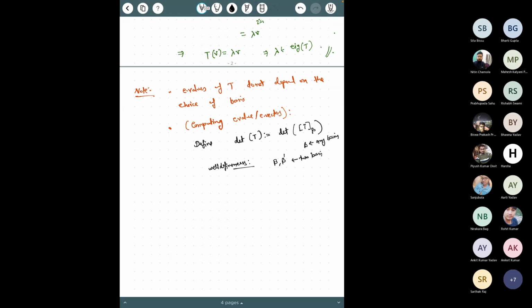So if we take two bases B and B dash, then we should be able to say that the determinant of T is equal to the determinant of T with respect to B, or the determinant of T with respect to B dash. It's the same thing. But why is this true? Can you tell me why these two determinants are the same?